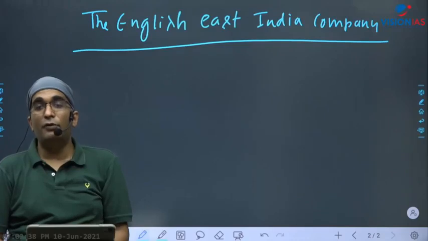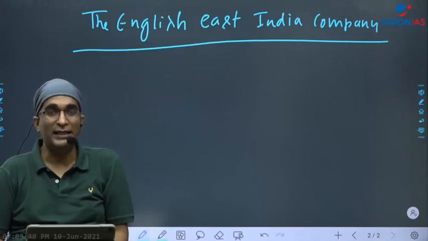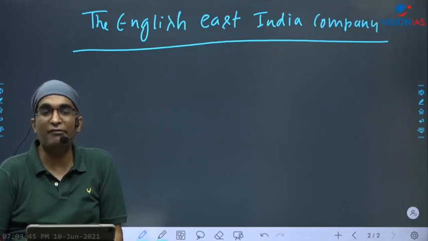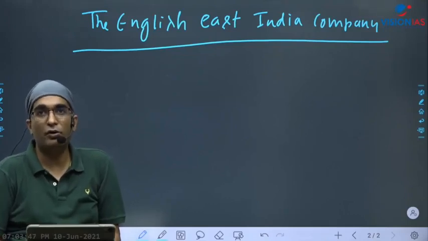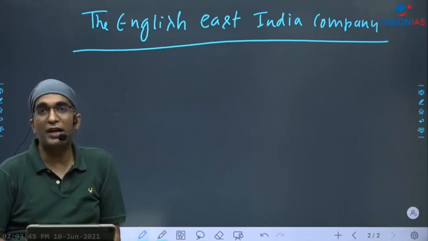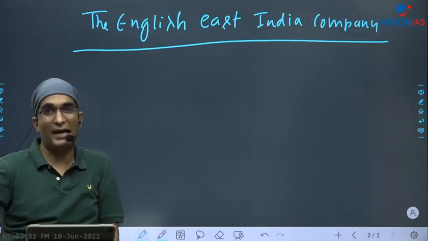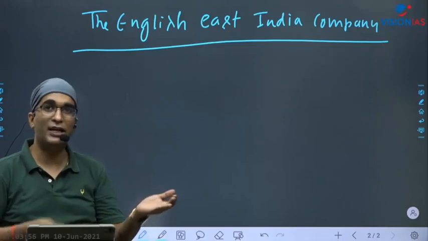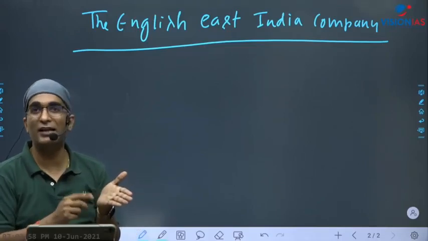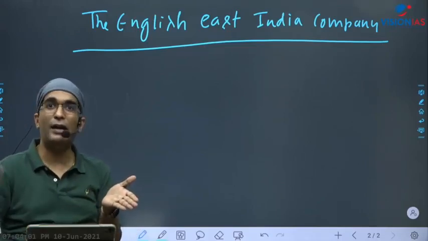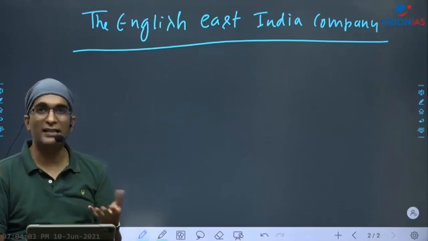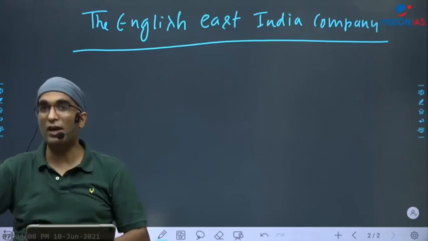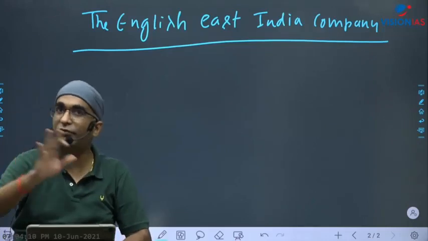Then Queen Elizabeth of Britain, on 31st of December 1600, gave a royal charter to this company to do trade with all these countries for 15 years. As I said to you, that is a chartered company. When you are given a charter, it includes the rights that you will be exercising in that country. It also says what they will be paying to the British government, and what the duration of that charter is. So she gave it for 15 years.